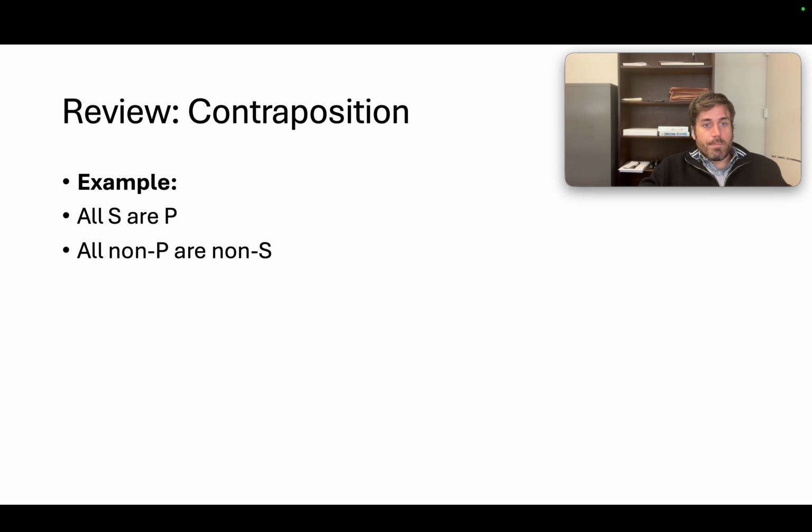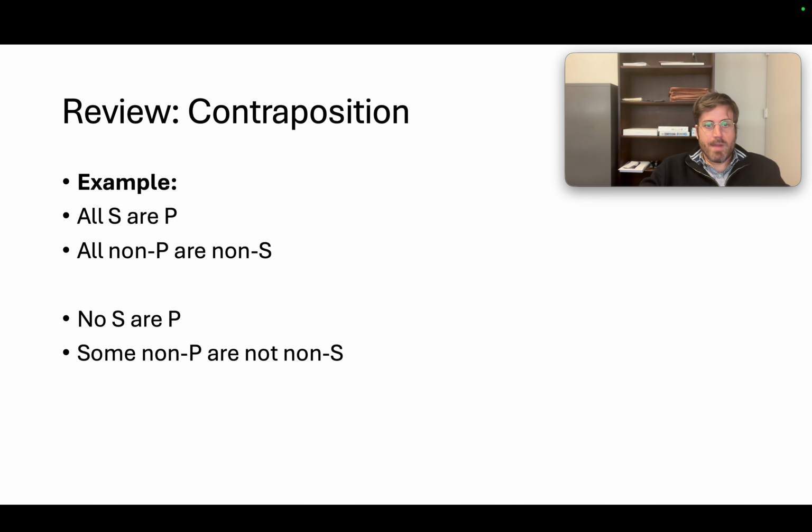The A group becomes all non-P are non-S. We have switched S and P, and we have added the complements to both terms. No S are P. Recall this is an E, so we have to limit through subalternation. This becomes some non-P are not non-S, as we just discussed in the last slide.